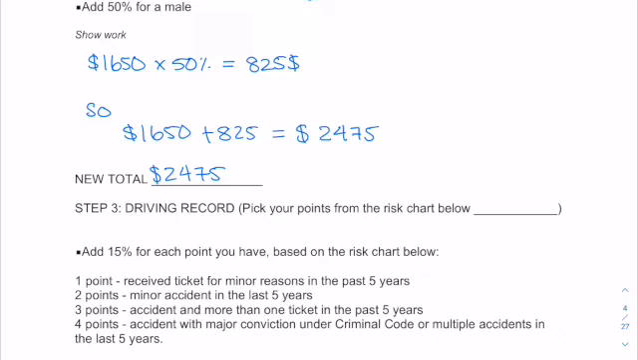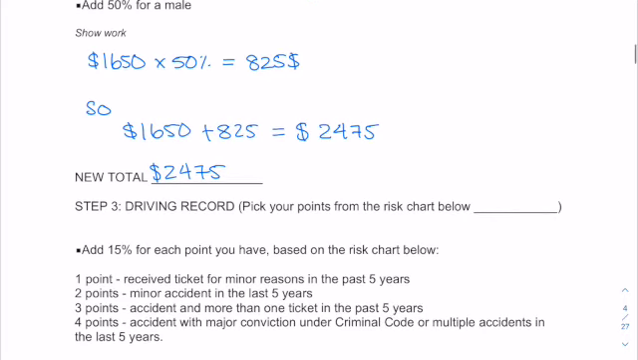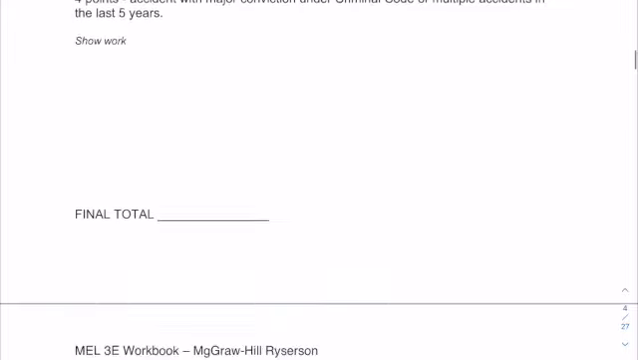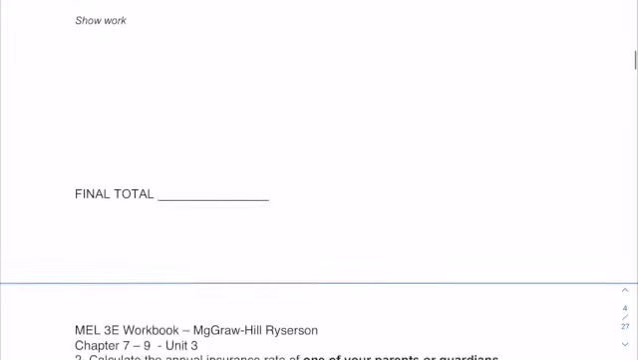Depending on the accident, they could stay for more years. They could stay for 6 or 7. So that is also something to think about when you are driving. If you get a ticket, it does stick around for quite a while. And then so you'll see what your final total is.